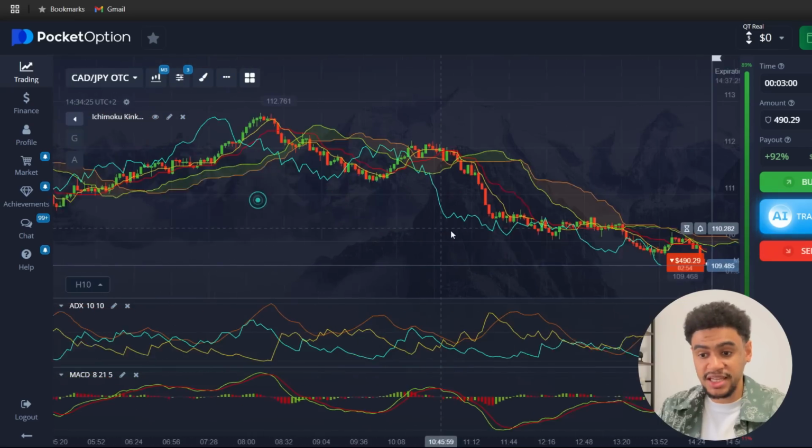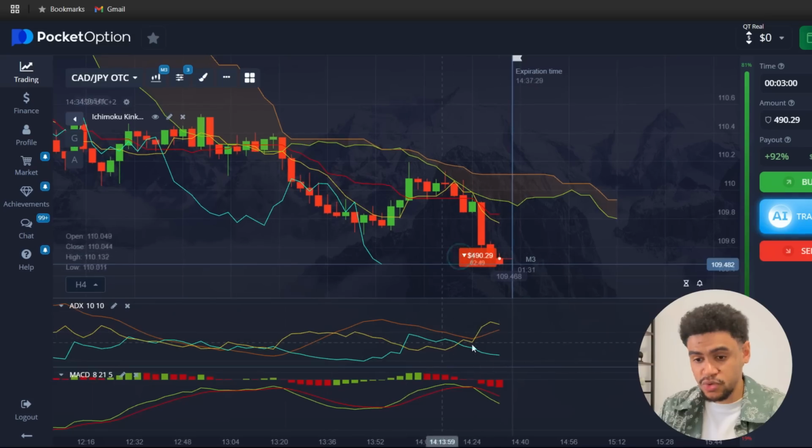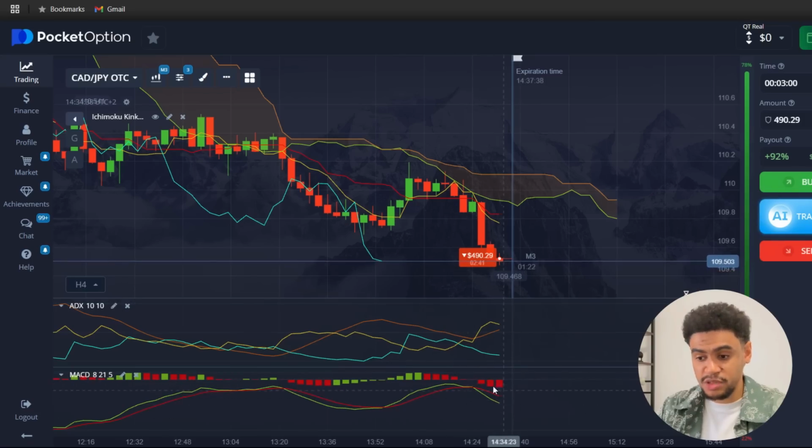because everything is pointing down towards a strong downtrend, and we can actually see it pretty clearly here. On ADX, we have the lines crossing, plus DI is below the minus DI, which is a sign of a downtrend, and we have the strength of the momentum of the trend picking up here.